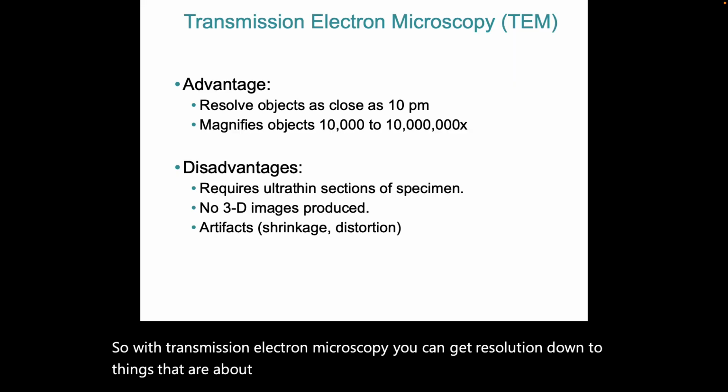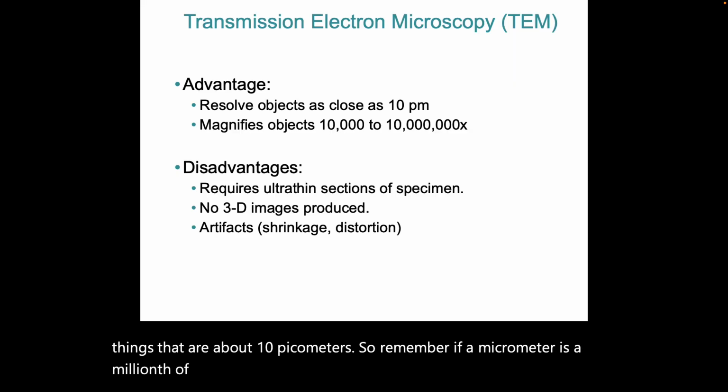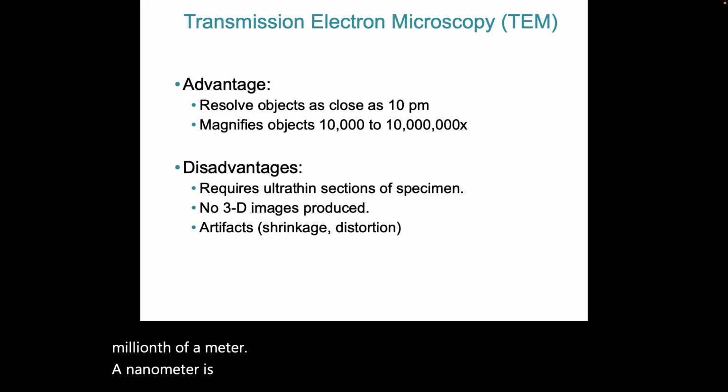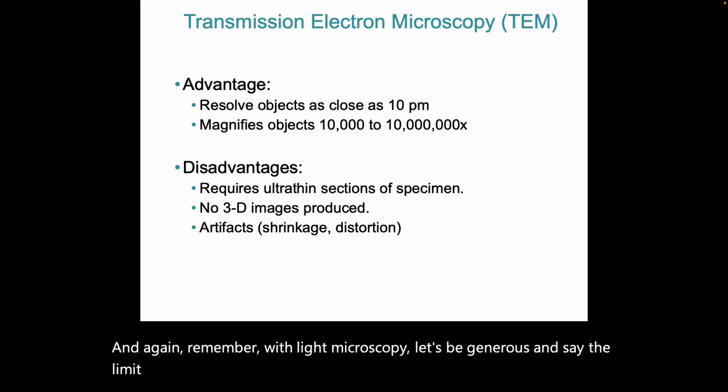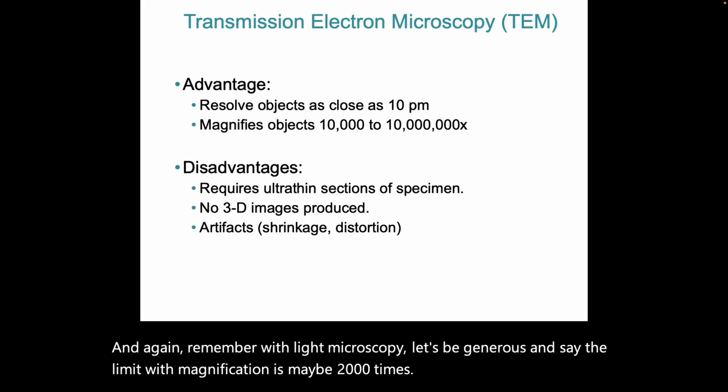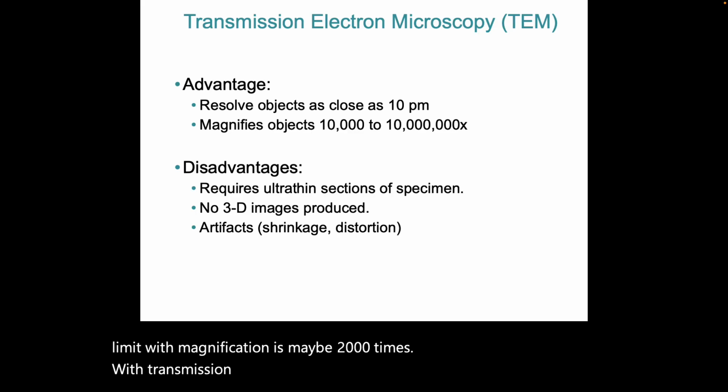So remember, if a micrometer is a millionth of a meter, a nanometer is a billionth of a meter. A picometer is one whole level below that. So it's a big shift. And again, remember with light microscopy, let's be generous and say the limit with magnification is maybe 2,000 times. With transmission electron microscopy, we can do magnification from 10,000 to 10 million times.